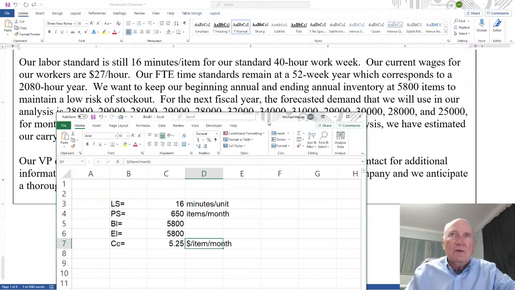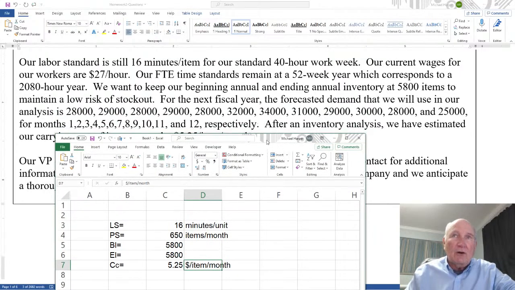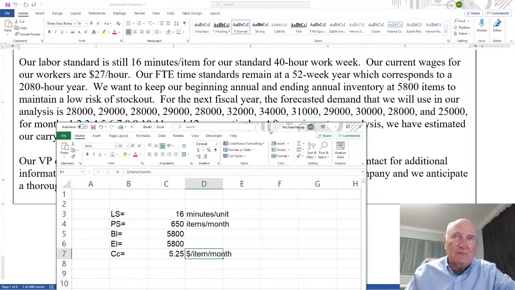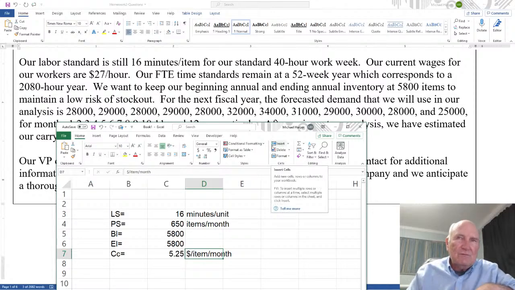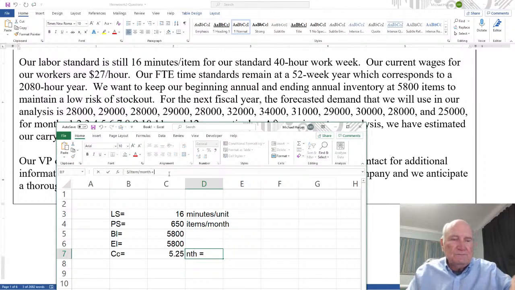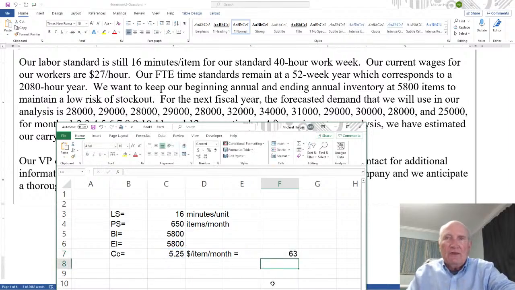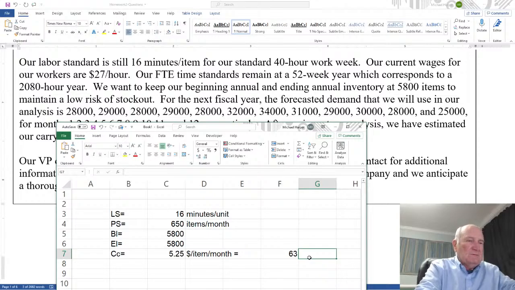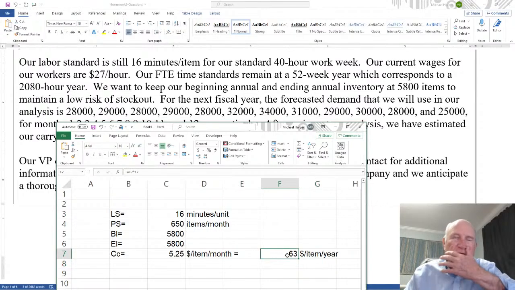But then again, we could do it per month, or we could do the carrying cost per year. Either one would be fine, depending on how you want to answer this. But I think for this homework assignment, annual is what we're looking at. So let's come back to this: it equals 5.25 times 12, and that's going to be $63 per item per year. So we'll probably use the 63 for the whole year analysis.